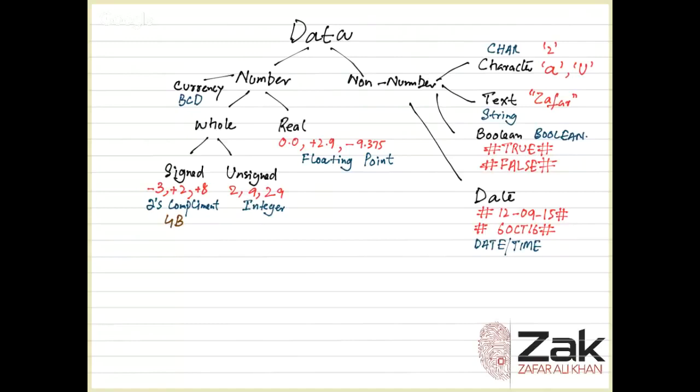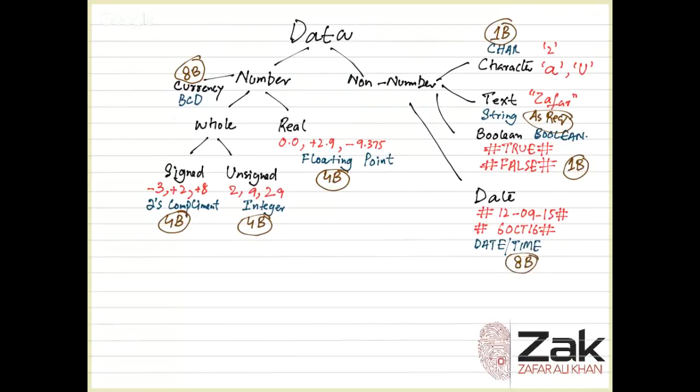Afterwards, the most important thing is how many bytes each type is actually acquiring. This is very important to be remembered. Currency takes 8 bytes, signed integers take 4 bytes, unsigned integer takes 4 bytes, real takes 4 bytes. Character takes 1 byte, string as required. For example, this string Zafar is going to have 5 bytes in it. Then we have Boolean, 1 byte. Then we have date, 8 bytes.